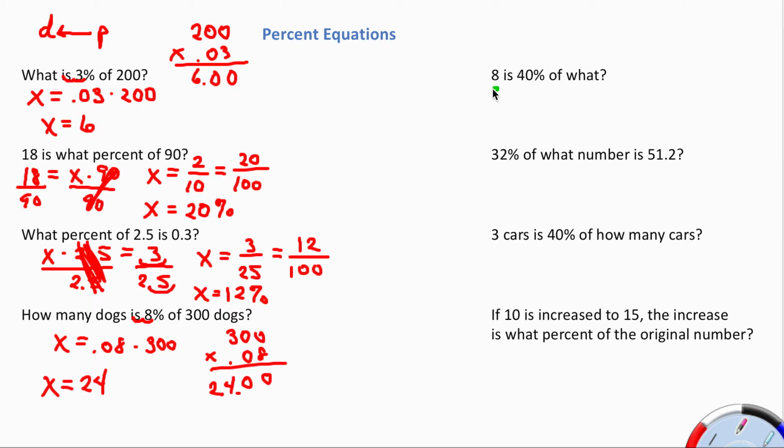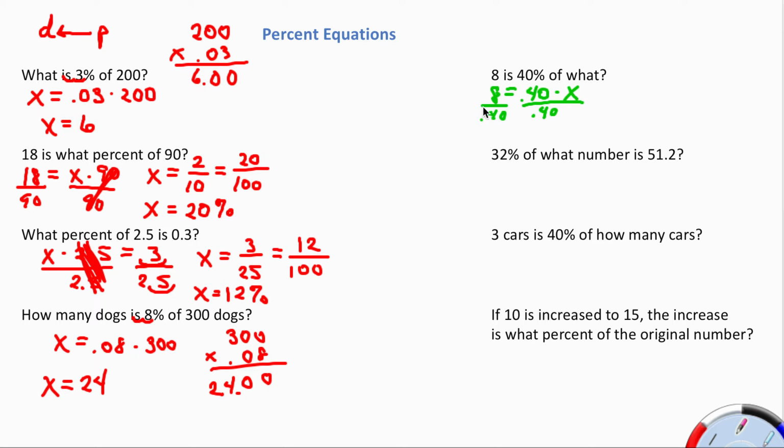Okay, 8 is 40% of what? Okay, I've got to get the x by itself, so let's divide by 0.40.